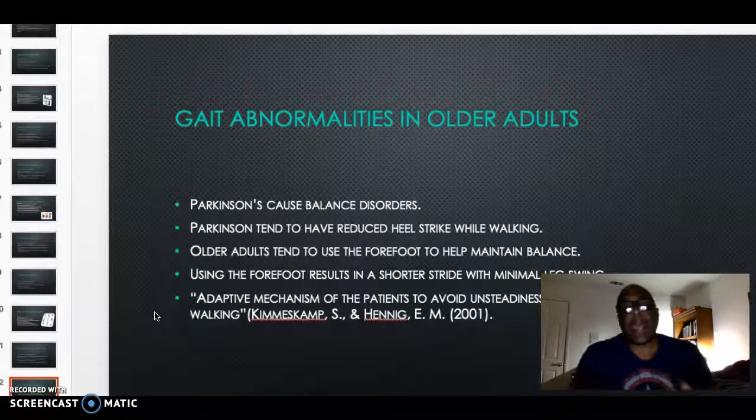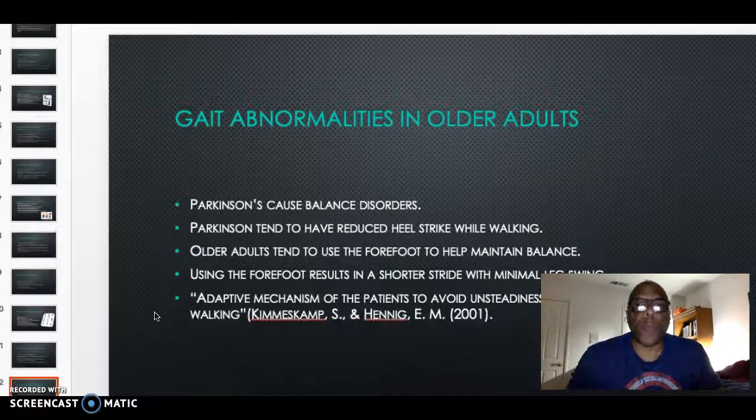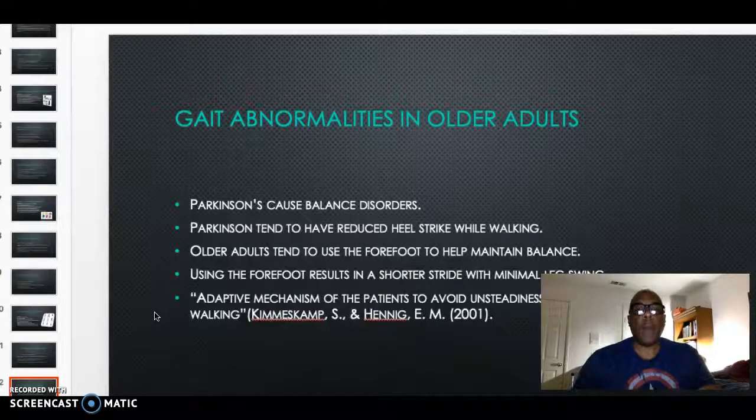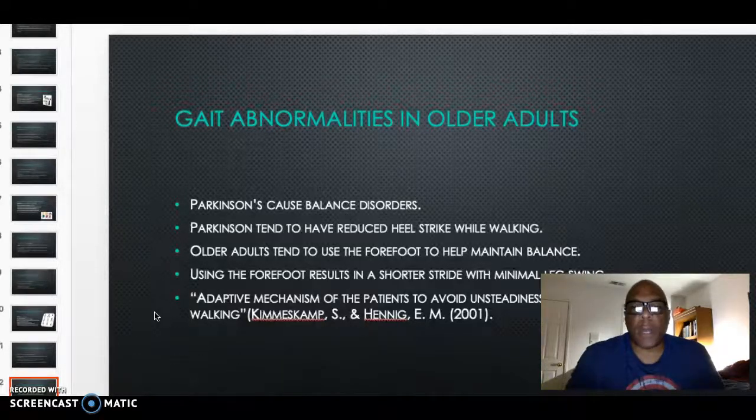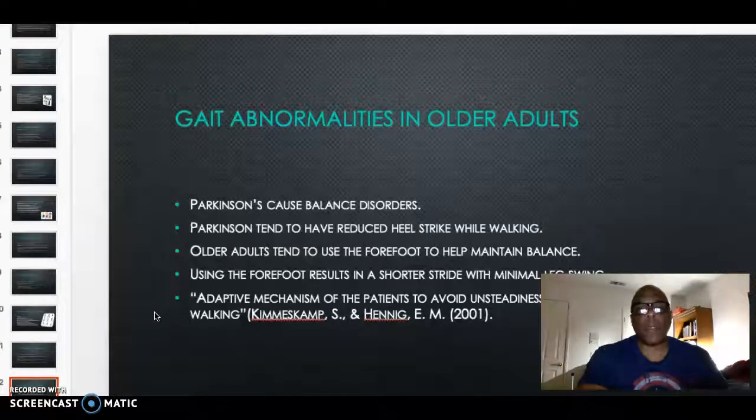Gait abnormalities in older adults. Parkinson's causes balance disorder. People with Parkinson's tend to have reduced heel strike when walking. Older adults tend to use the forefoot to help maintain balance. So with the lady in the video, as you can see, she was kind of shuffling to keep her balance, and also the distance: she didn't lift her foot up off the ground while walking, it was more of a drag. Using the forefoot results in a shorter stride and minimal leg swing. So that's one of the abnormalities in older adults.